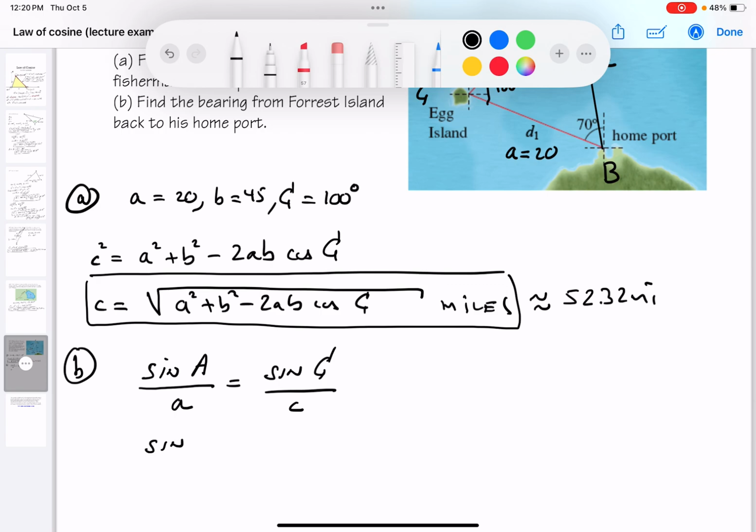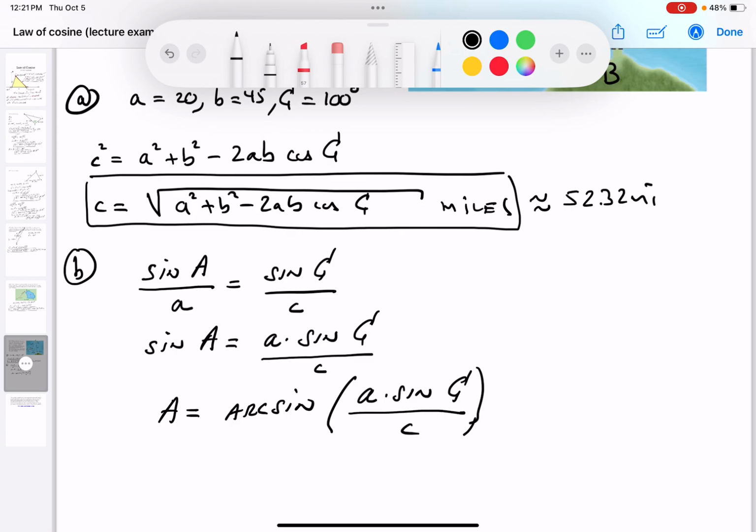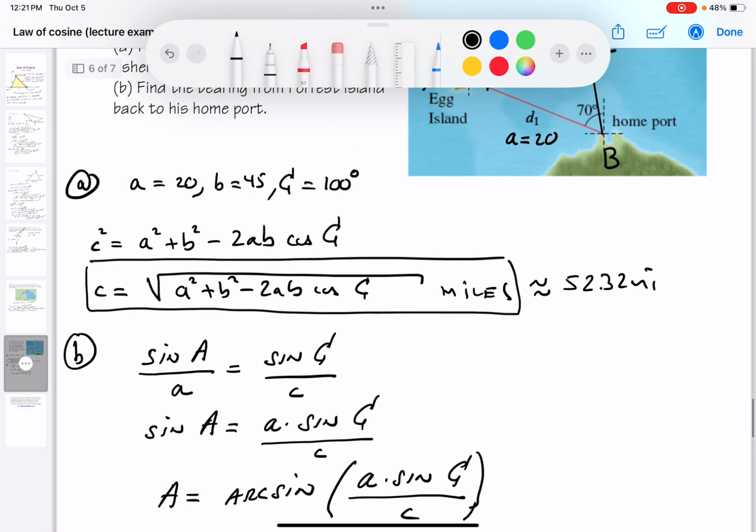Sine of A is equal to A times the sine of C over side C. All right? And then what I'm going to do, I'm going to say A is equal to arc sine of A sine of C over C. And this will be in degrees. My calculator's in degree mode. So the question is, is that the question? And it's not the question.